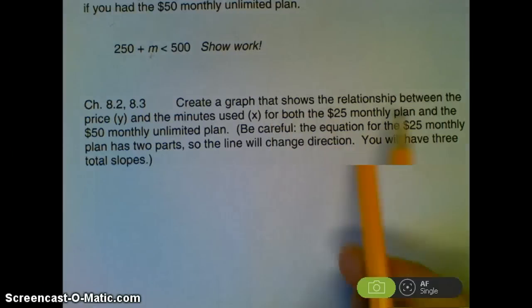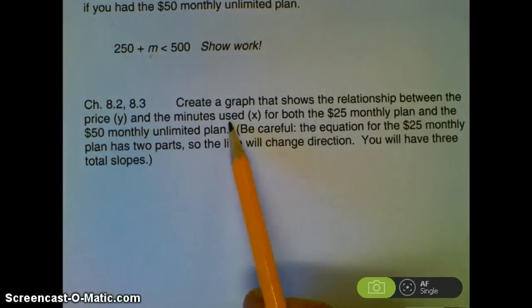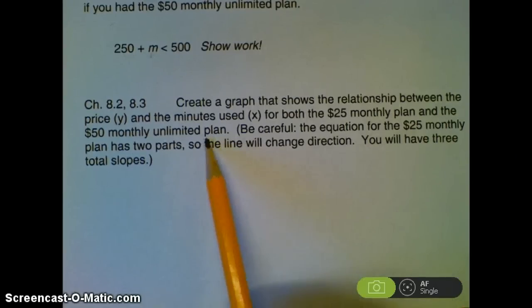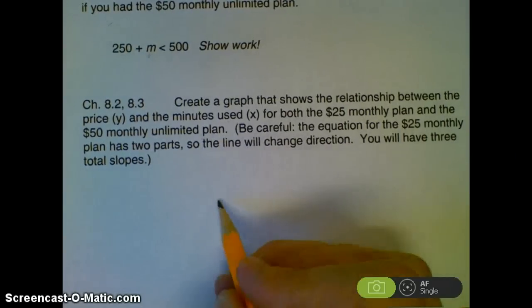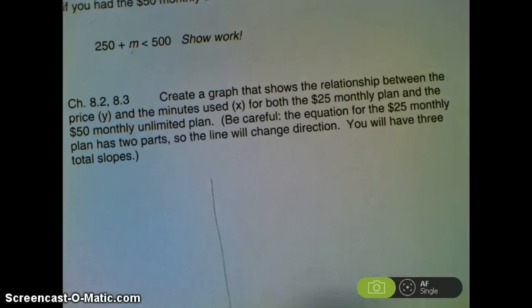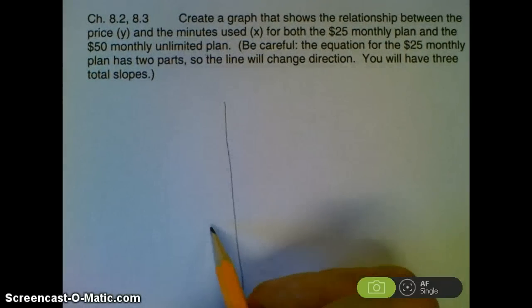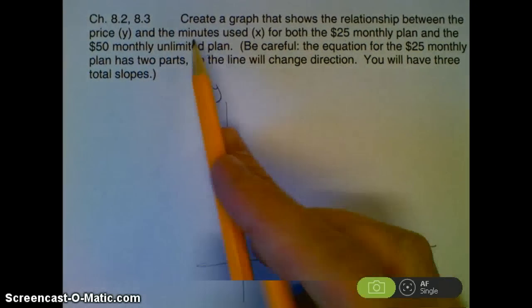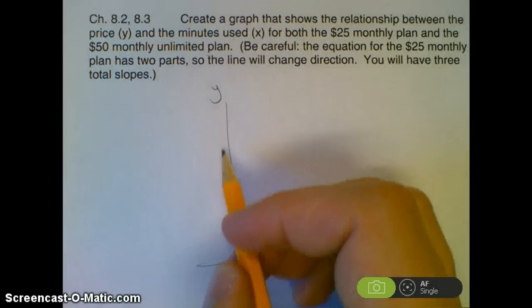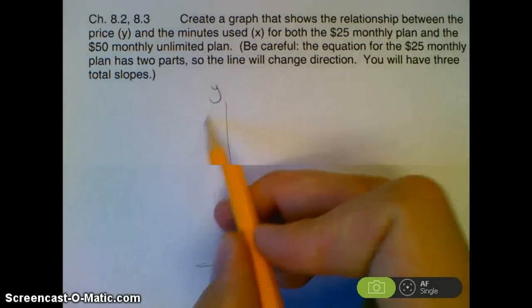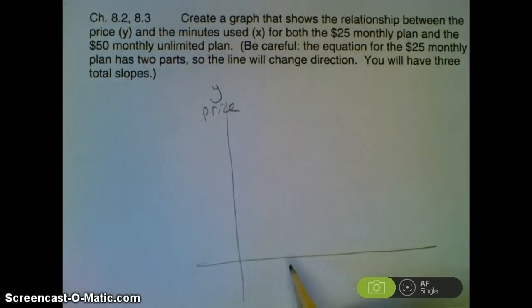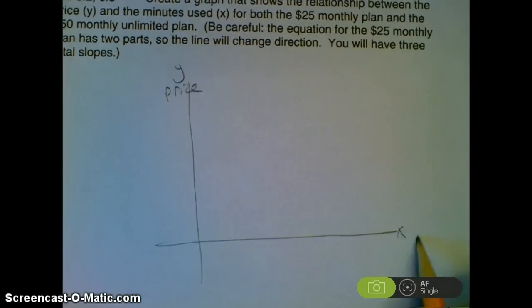Finally, create a graph that shows the relationship between the price and the minutes used for both the $25 monthly plan and the $50 monthly plan. That means you can have something that looks like this. On the y-axis is the minutes. Actually, that's price. Take that back. This is price. Your x-axis is the minutes because the number of minutes determines your price. So this is going to be your minutes.